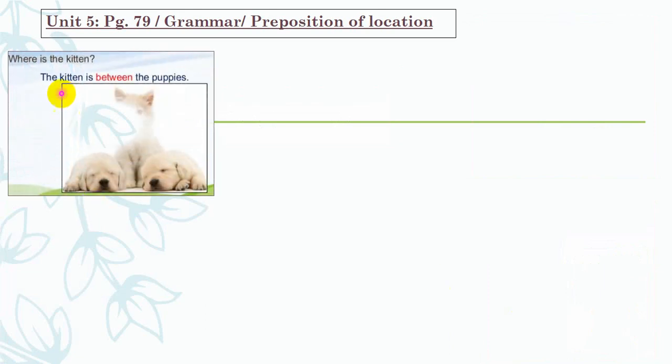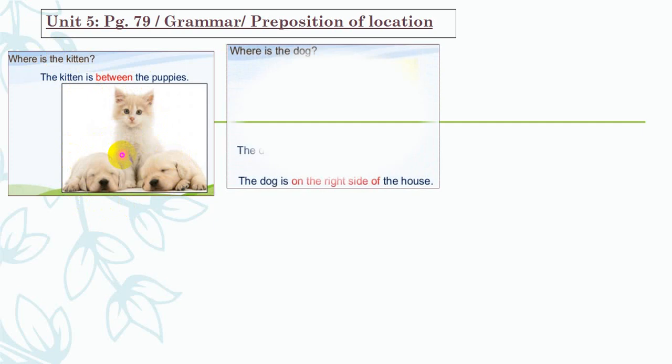Okay. Where is the kitten now? There is one puppy on the right, one puppy on the left. So she's in the middle. So when something is in the middle, we say in between the puppies, in between the two things. Or you can say if there was a ball here and there was a ball here, we can say the kitten is between the balls.